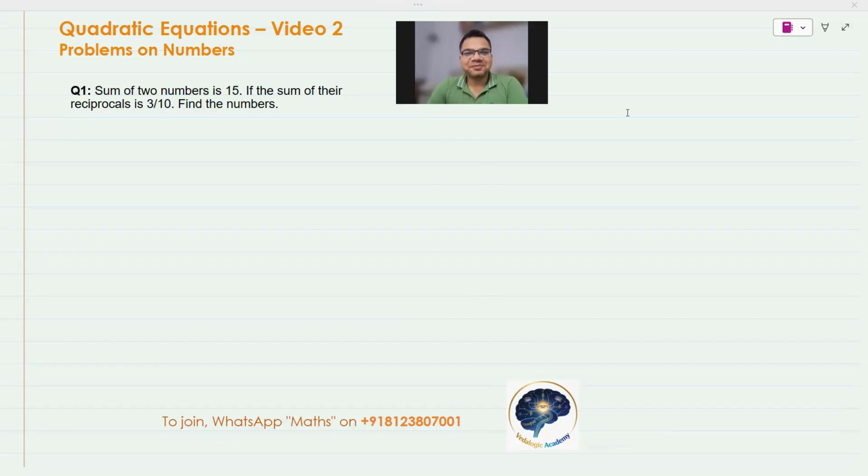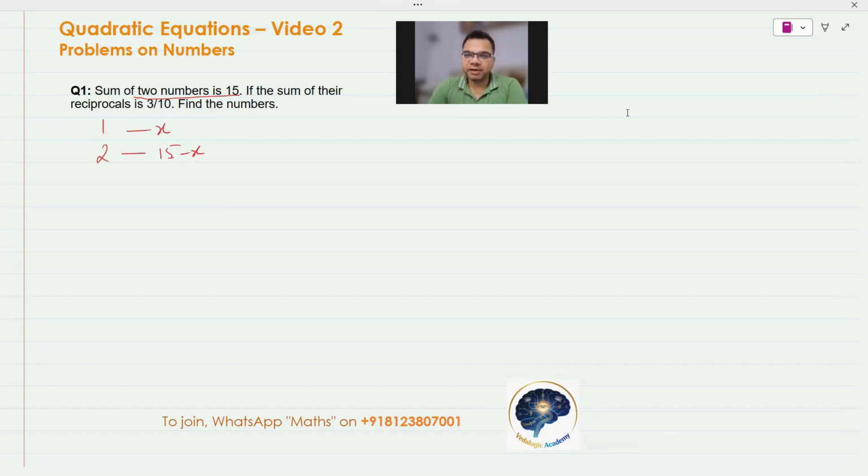So let's start. The first question that we have here is: the sum of two numbers is 15, and if the sum of their reciprocals is 3 by 10, find the numbers. By looking at the question, you understand what kind of question we are looking at. Let's say the two numbers that we are talking about have a sum of 15. So let's say the first number is x, right? In that case, the second becomes 15 minus x, right?